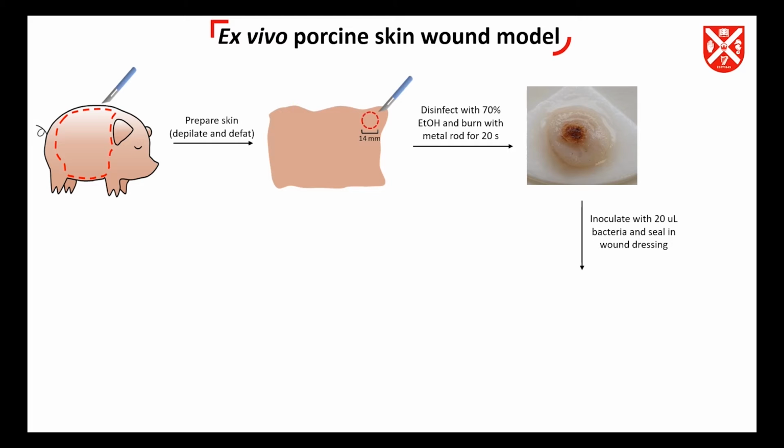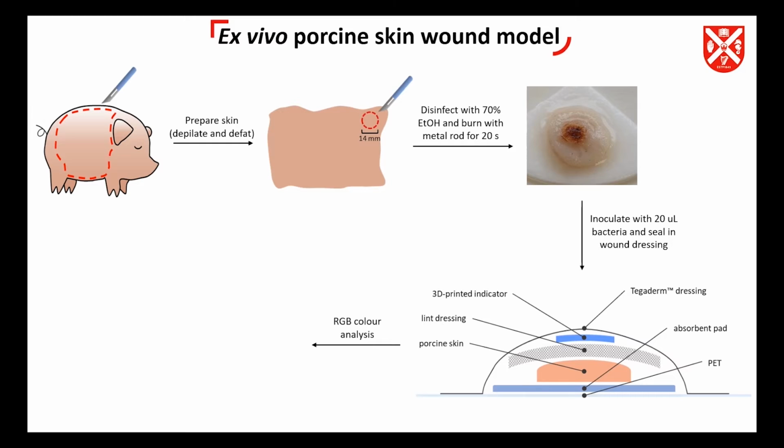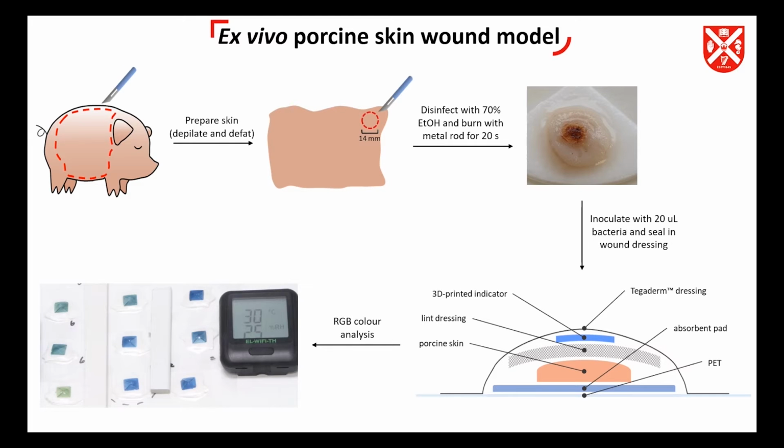So I'll just quickly run through the setup of this. We have a supporting PET plastic at the bottom, an absorbent pad on top of which the porcine skin is put. We then have 2 layers of lint dressing, the indicator film, and then a breathable Tegaderm dressing on top to hold it all in place. So then we take an image of the film every hour for our RGB colour analysis.